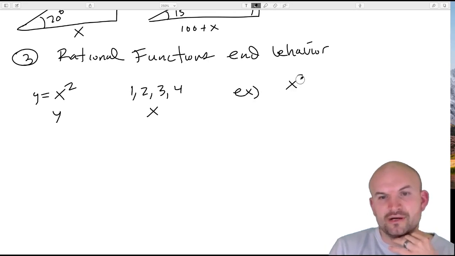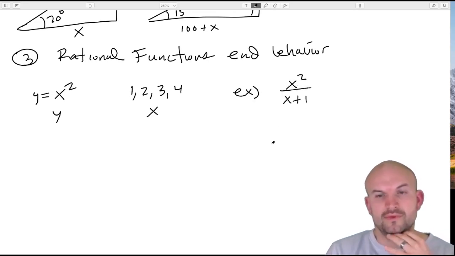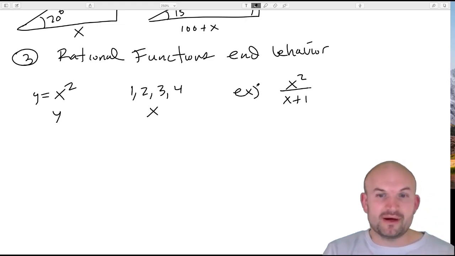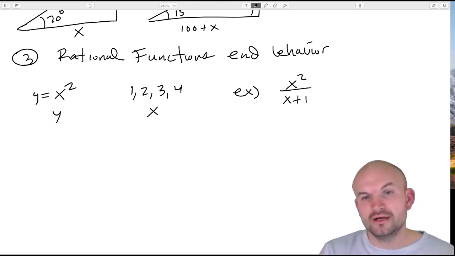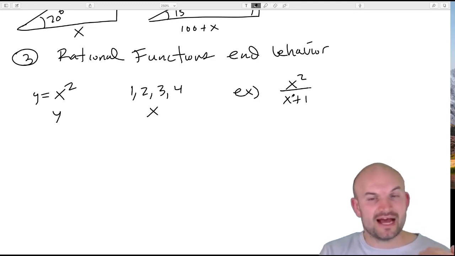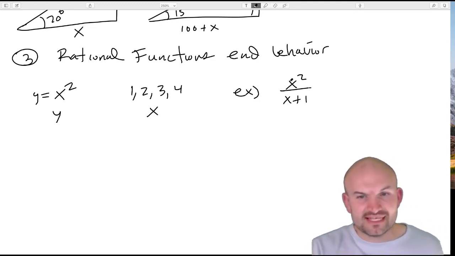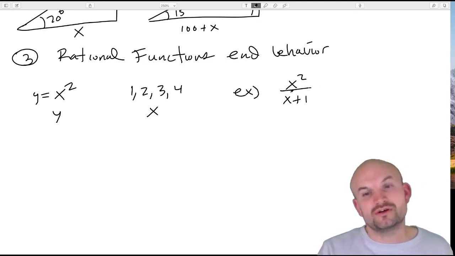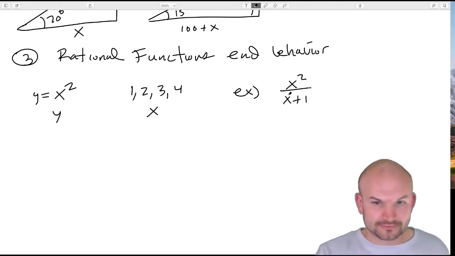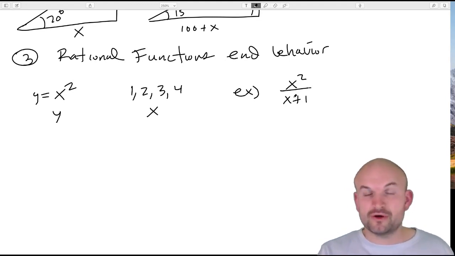So what if I had x squared over x plus 1? Think about this. If you keep on plugging in numbers, let's get up to 3. If I plug in 3, that's going to be 9 divided by 4, right? And then if I do 4, that's going to be 16 divided by 5. What happens is the top is growing faster than the denominator. So since the numerator is growing faster than the denominator, as x keeps on getting larger and larger, this graph is going to keep on getting larger and larger. So even though it's a rational function, since the numerator is growing faster, the end behavior is going up to infinity.